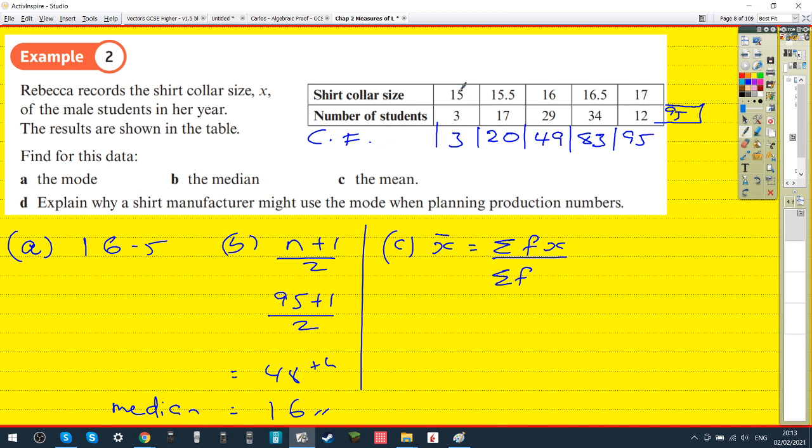So when you were doing the 15 times 3, that thing. So you do 15 times 3, which is 45. Right? And then would you do 15.5 times 17? Yeah, and what would you do with all those answers? Would you add them together? Yeah, go and try that. Okay.